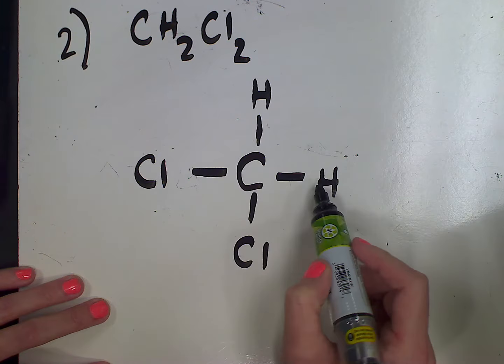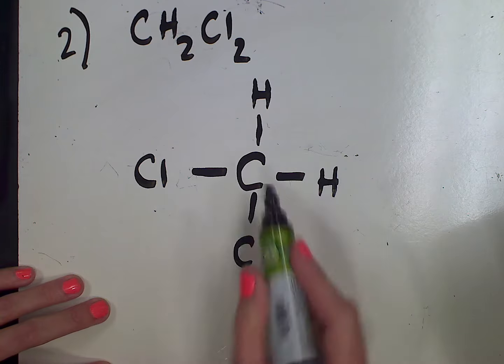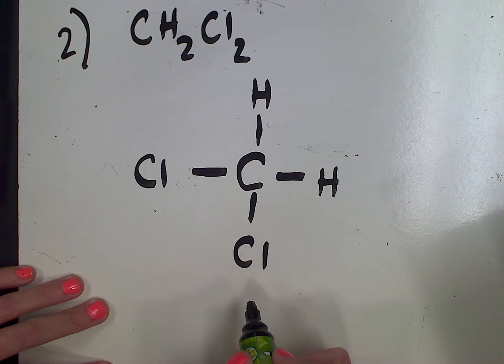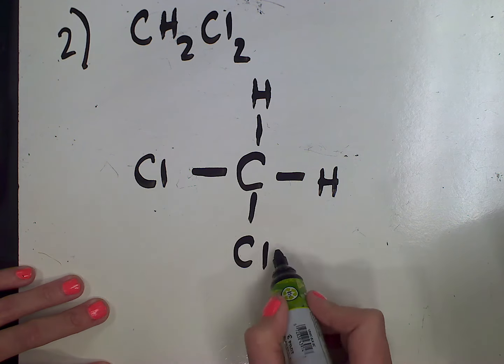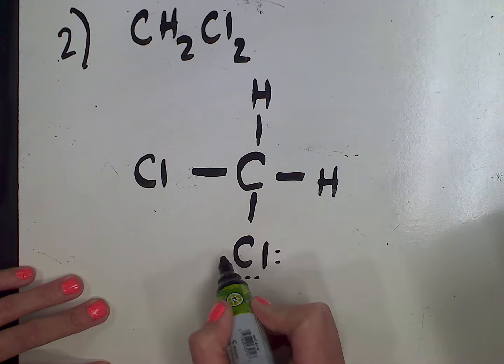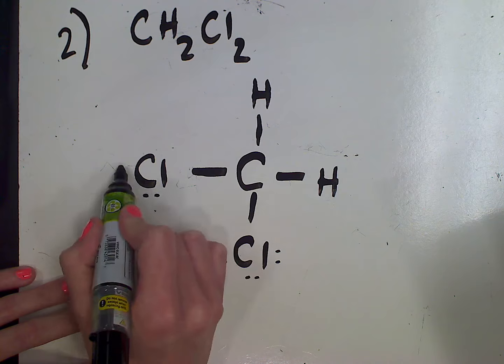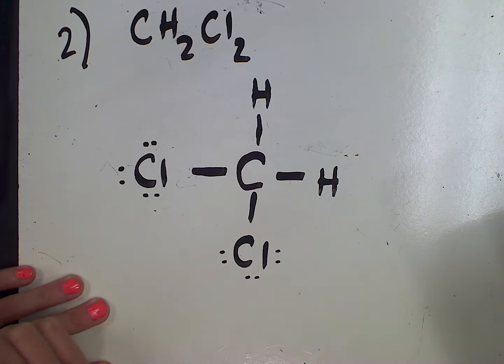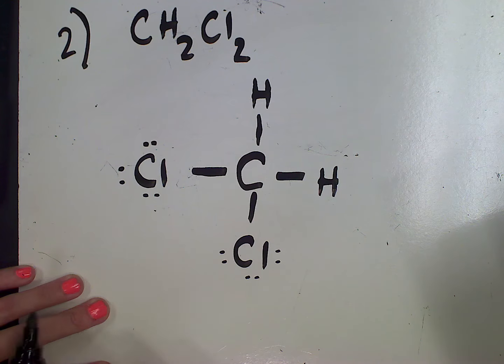Hydrogen has 1 valence electron and it's participating in bonding, so we're good to go there. And then chlorine has 7 valence electrons. 1 is participating in bonding. So 2, 3, 4, 5, 6, 7. 1 from here, 2, 3, 4, 5, 6, 7. Okay, so that's the next step there, was to fill in the extra valence electrons.